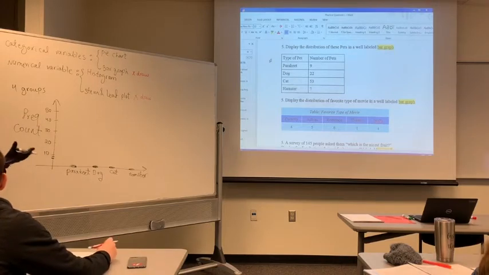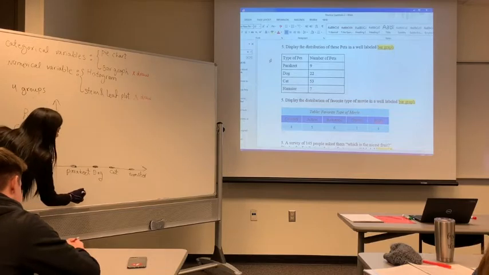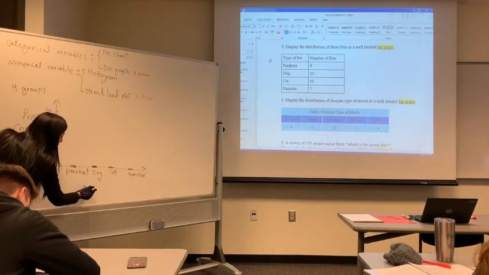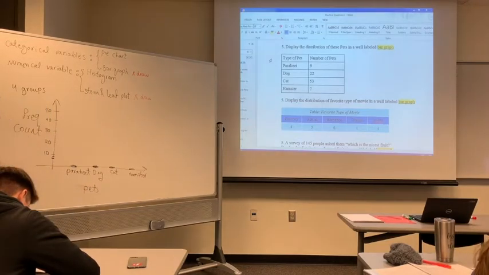And what does label mean exactly? Here you will write down frequency and count. Here you will write down pets. So it shows these are the categories of pets, and this is the measure on this axis.